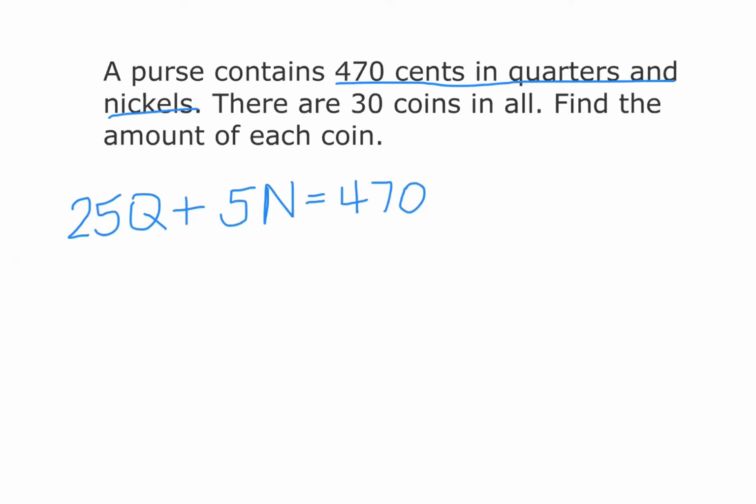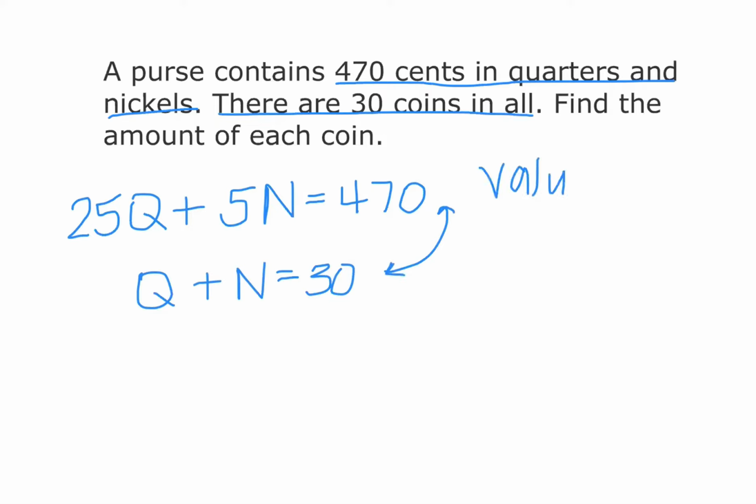Okay, all right, cool. Actually, I need help with the second equation. I'm a little confused. Okay, sure. The second equation comes from this sentence here. There are 30 coins in all. That means that quarters plus nickels equals 30. Now, what's the difference between this one and this one? This one is taking into account the value of the coins. This is just the number of the coins. Like there's 5 quarters and 10 nickels. You see what I'm saying?